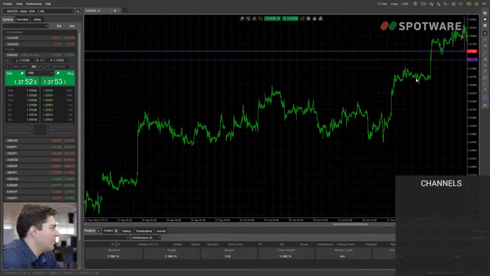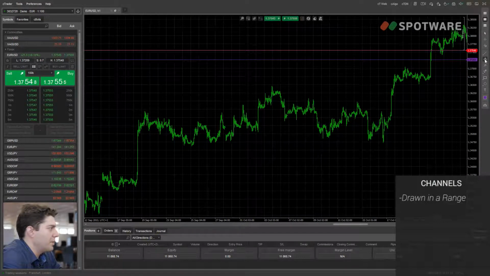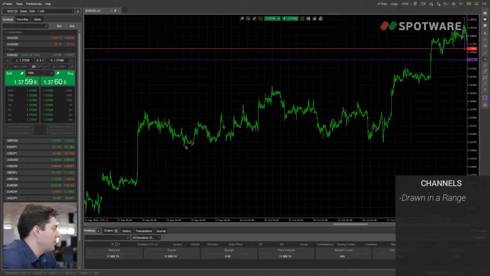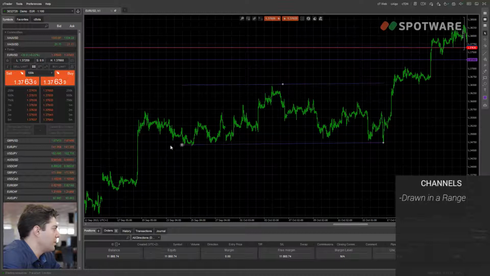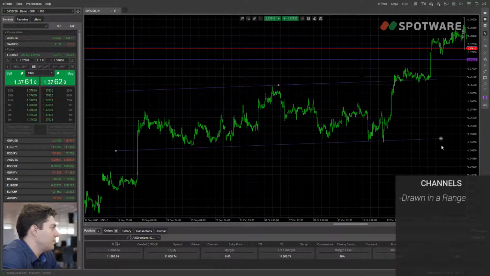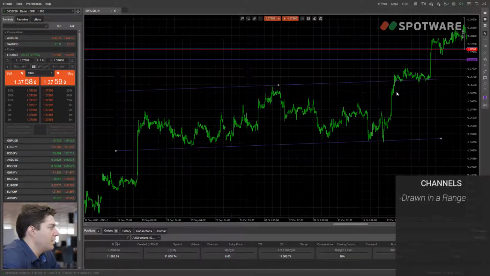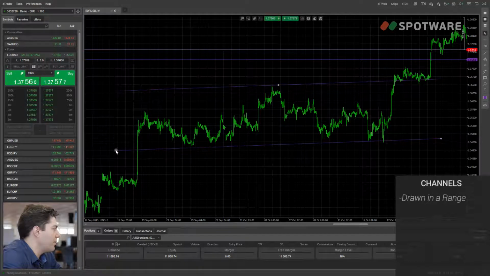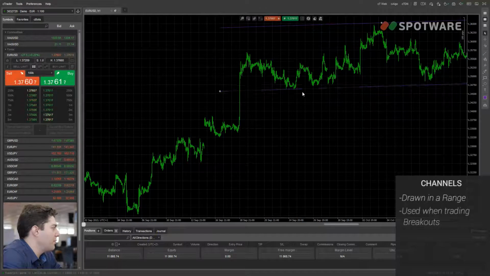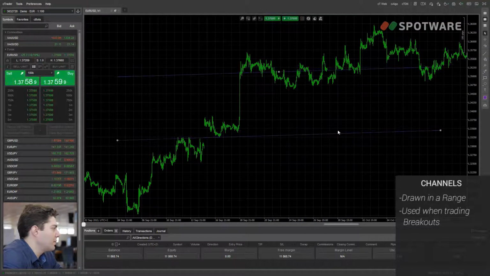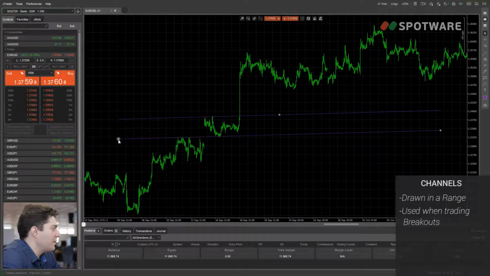They are drawn in a range. So for example, we select the channel tool first, equidistant price channel, and the channels are drawn where the price is going in a range. So see here we have like a channel. They do support and resistance levels. This is a support level that was broken, and then it continues on. Channels are useful when trading breakouts also. So in this place, for example, when you have a very tight channel and the market is expecting something, you can trade breakouts.